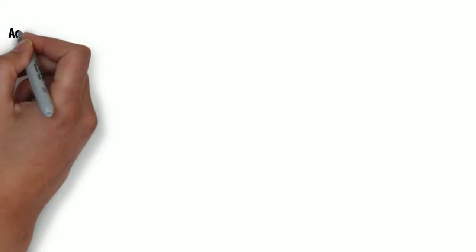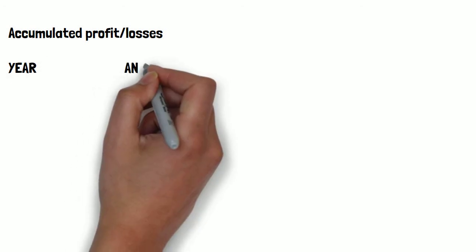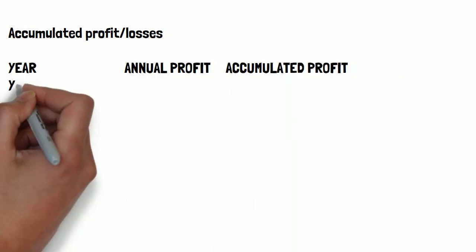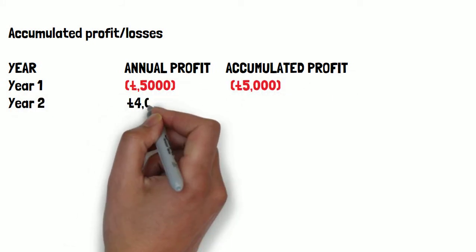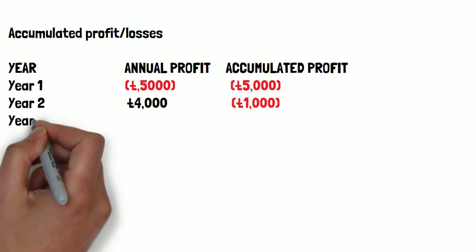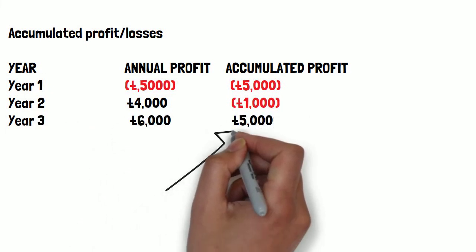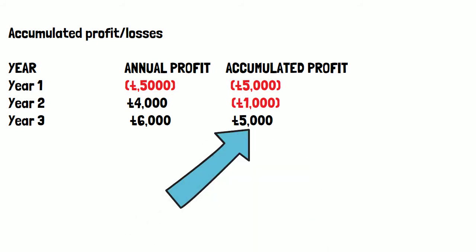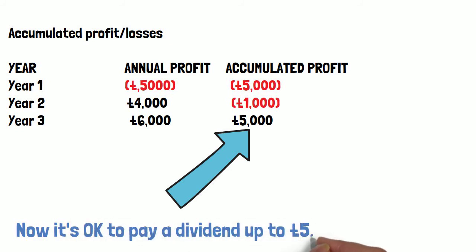Now, where does that come from? Well, they made a £5,000 loss in the first year. They made a £4,000 profit in the second year. So accumulated loss as at the end of year 2 was negative 1,000. And then in the third year, they made a profit of 6,000, which means they went into accumulated profits of £5,000 as at the end of year 3. So they can now pay out a dividend of up to £5,000.